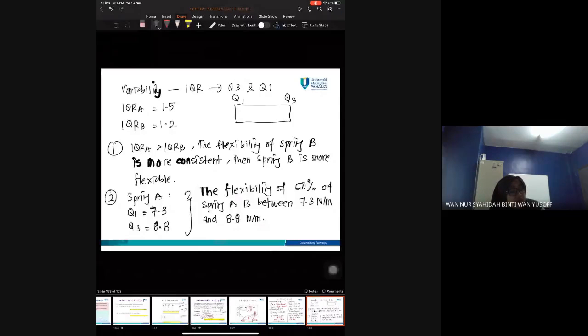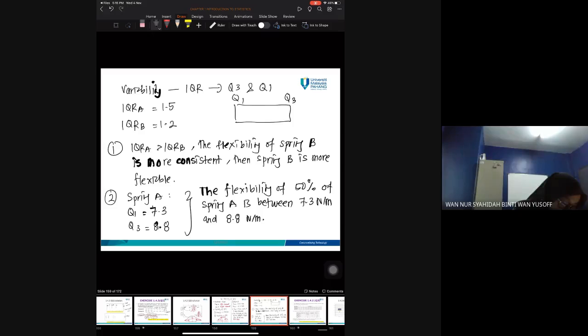Okay, or you can just compare. But usually for durability, we compare the IQR values and then discuss which one is more consistent or which one is more precise. Okay, any questions so far?